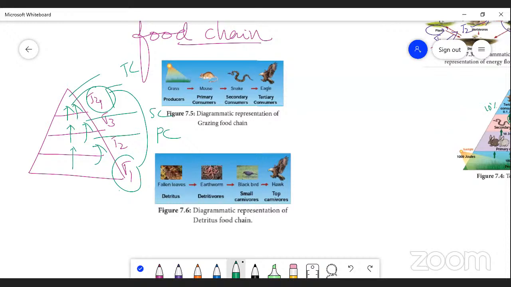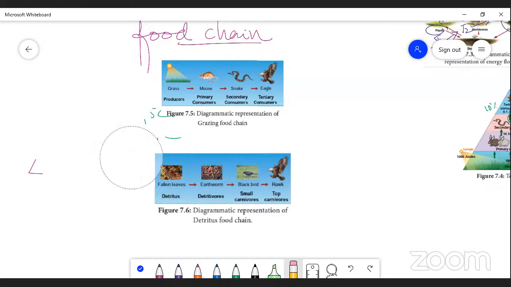So these are organisms which occupy different levels of the ecosystem, right? So the food chain is broadly divided into two types. The first category is the grazing food chain. The second category is the detritus food chain. This is the first one, and this is the second category.